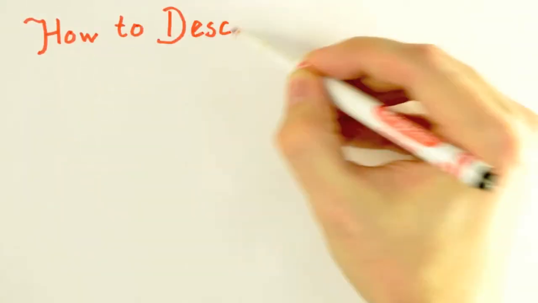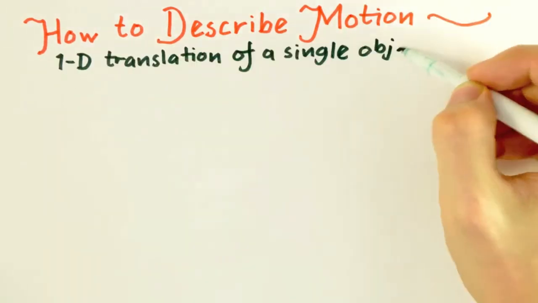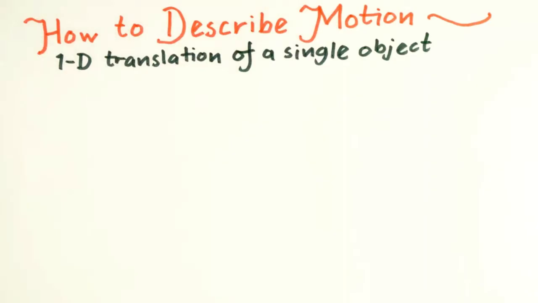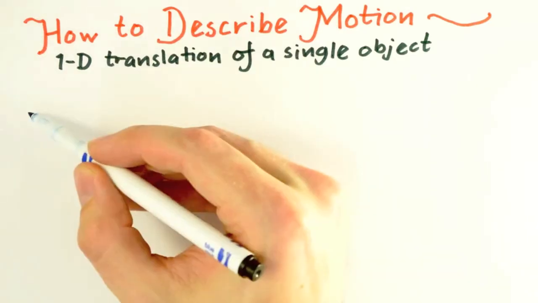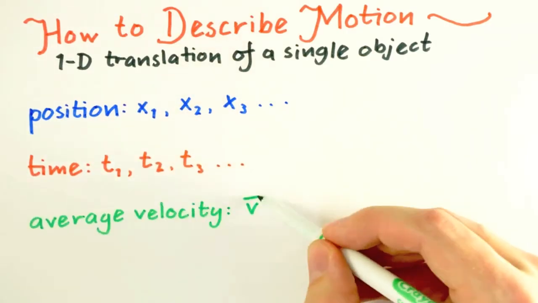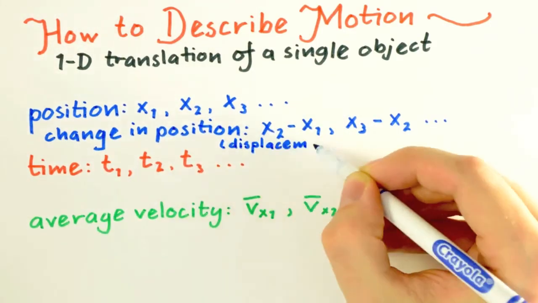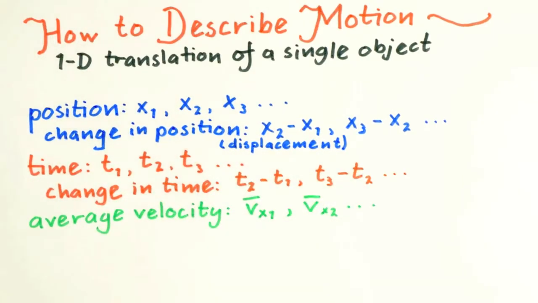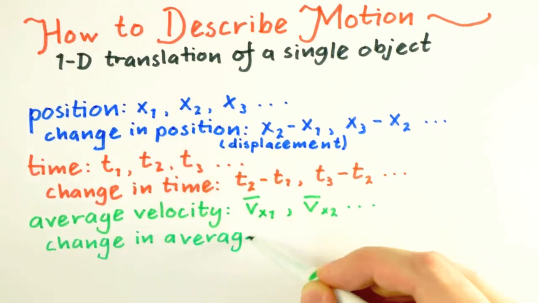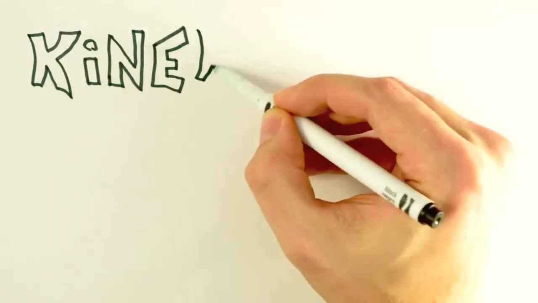So let's summarize. We now know how to describe motion, specifically how to describe the translation of a single object along a straight line. To do this, we need to say where the object is and when the object is at that location. We need to say how fast and in what direction the object is moving, which depends on our being able to characterize the object's change in position during a change in time. And finally, we need to say whether or not the object is speeding up or slowing down and/or changing direction. The description of motion is called kinematics.